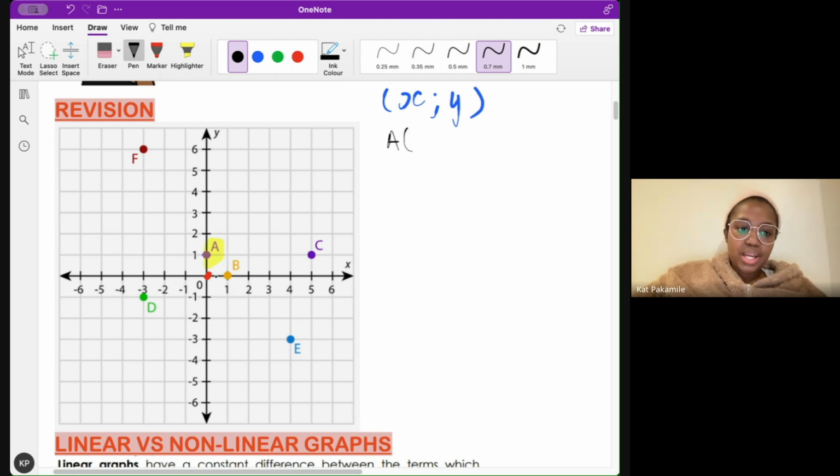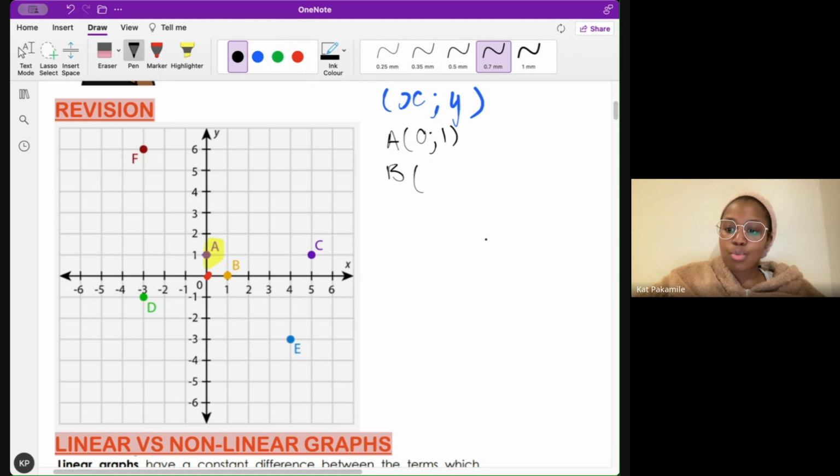So for A, it hasn't moved left or right at all, which would make my x coordinate 0, but it has moved up once, which means my y coordinate is 1. Nice, guys, we're off to a great start. Okay, let's look at B. Can I have the coordinates of B, please?